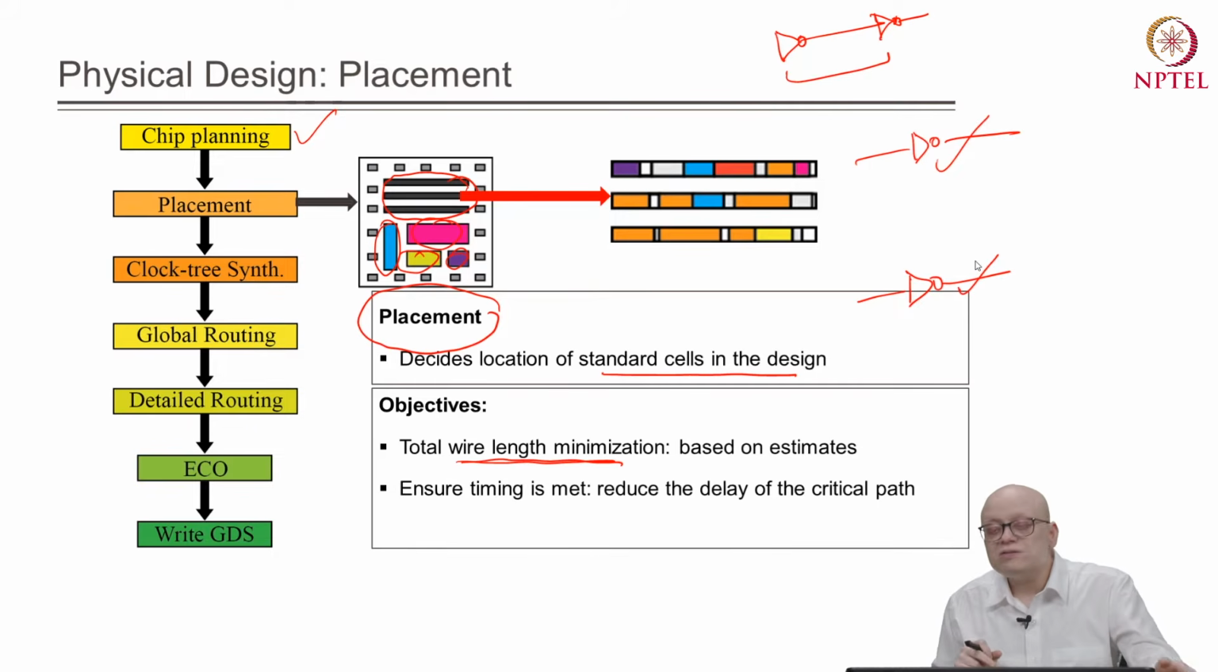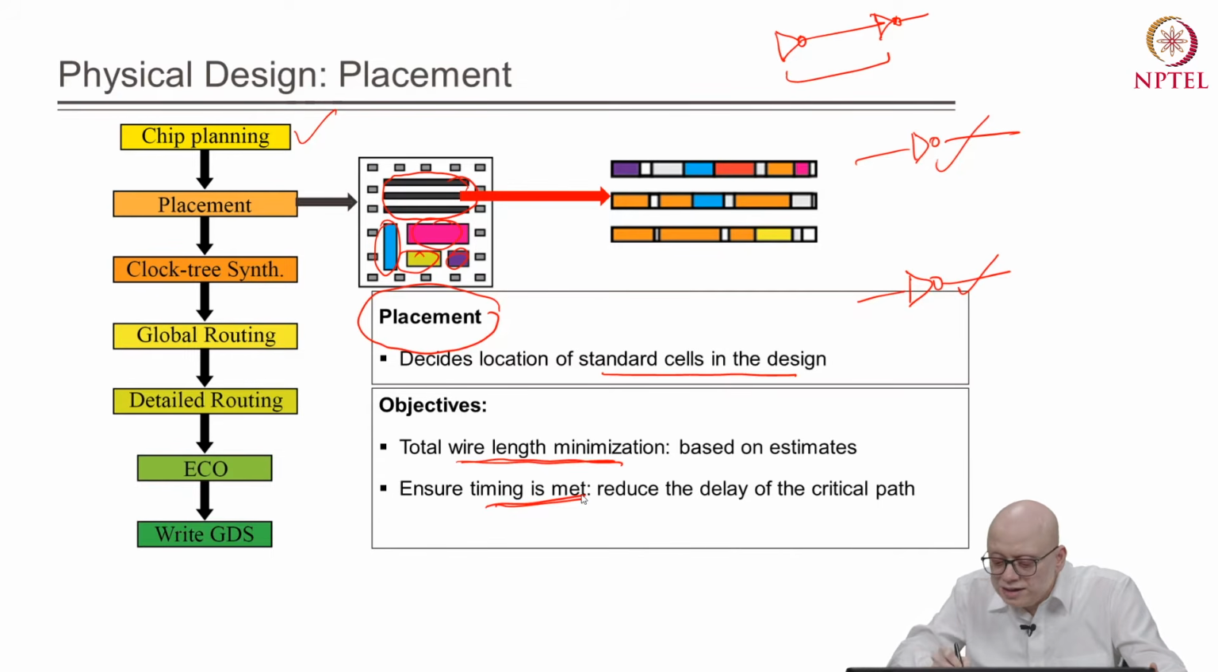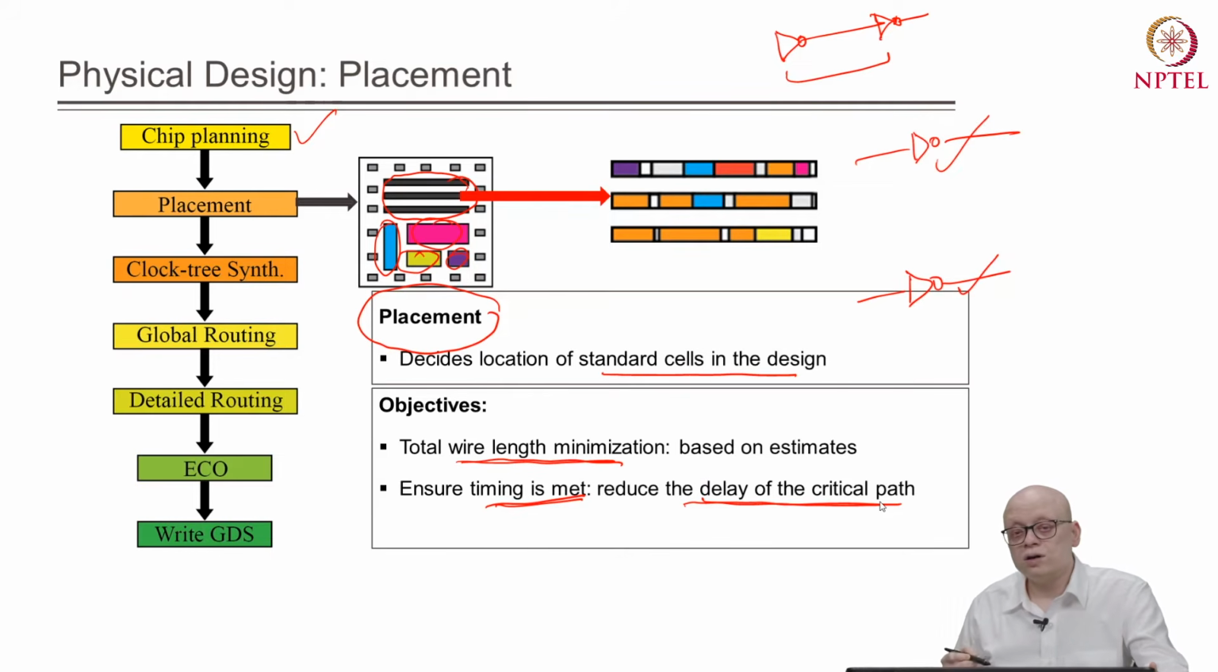The other objective for the placement tool is to ensure that the timing is met, right. It needs to reduce the delay of the critical path, on which the clock frequency of the circuit being designed depends. So an important consideration for the placement tool is to ensure that the timing is met, or that the delays on the critical path are minimized, right.